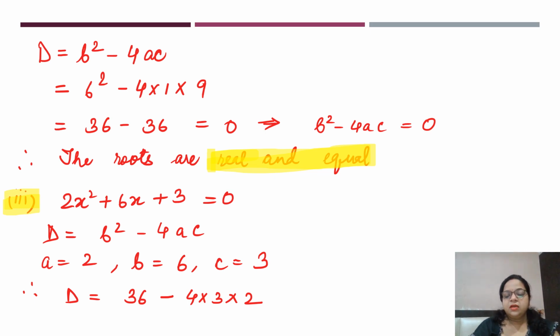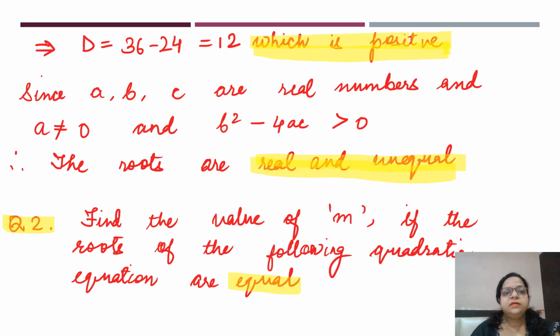Okay. Coming to the next slide, children. D = 36 − 24 = 12, which is positive. Since a, b, c are real numbers and a is not equal to 0 and b² − 4ac is greater than 0, that is, it is equal to 12, therefore the roots are real and unequal.